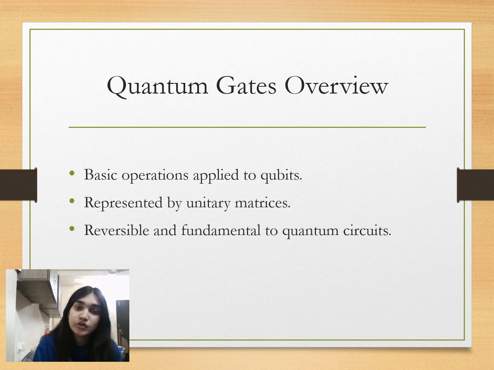Now let's take a brief overview of quantum gates. In classical computing, logic gates such as AND, OR, and NOT are used to perform operations on bits. Similarly, in quantum computing, gates are unitary transformations that operate on qubits.